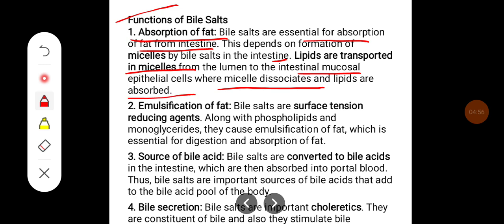They help in the emulsification of the fat. Bile salts are surface tension reducing agents. Along with phospholipids and monoglycerides, they cause emulsification of fat, which is essential for digestion and absorption of fat.